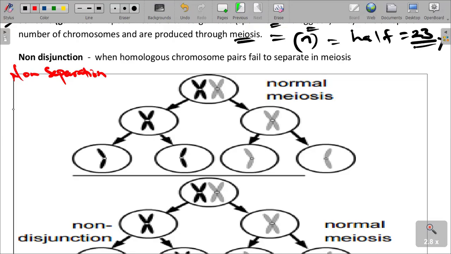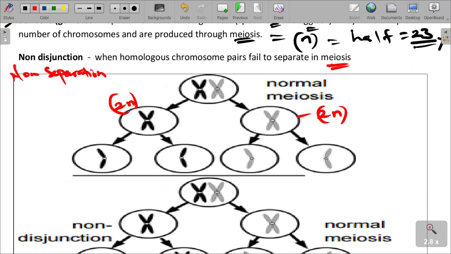Non-separation of chromosomes. When homologous chromosome pairs fail to separate in meiosis, we say it is called non-disjunction or non-separation. As you can see, there are homologous pairs which must separate here. So no normal meiosis has taken place, and we are going to find this is a diploid, a diploid cell that is formed there.